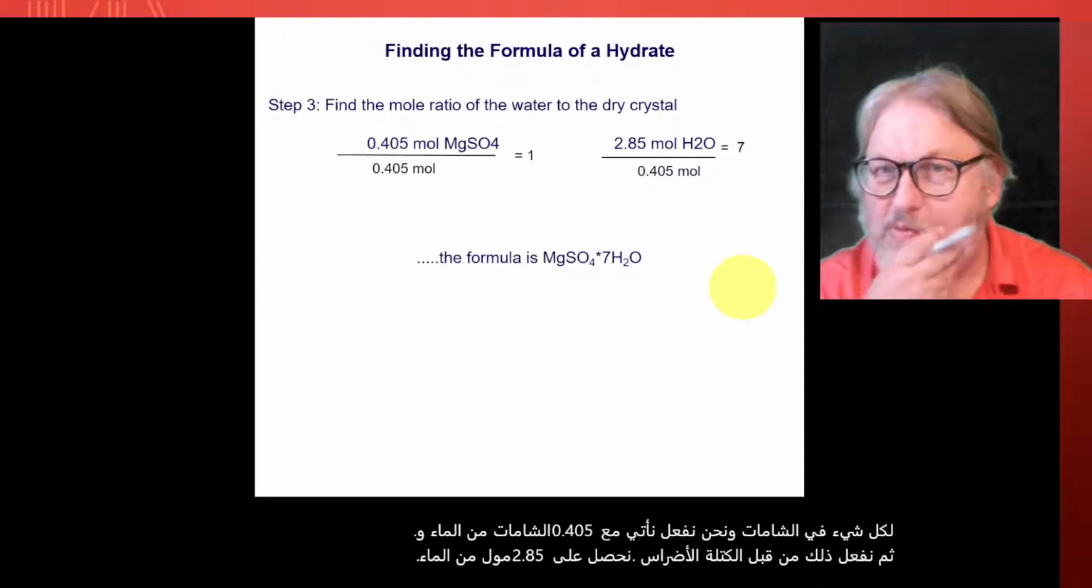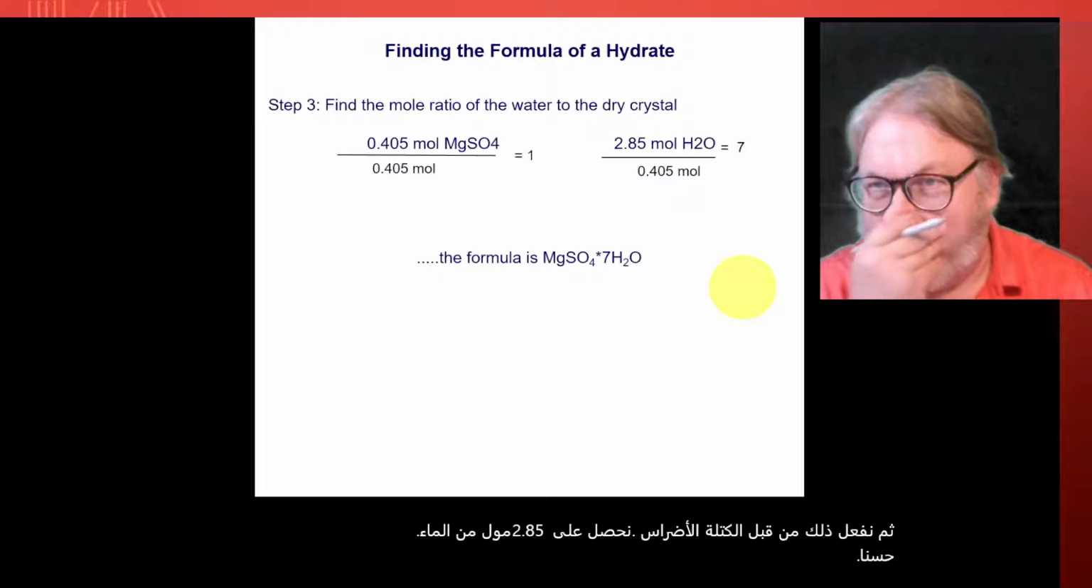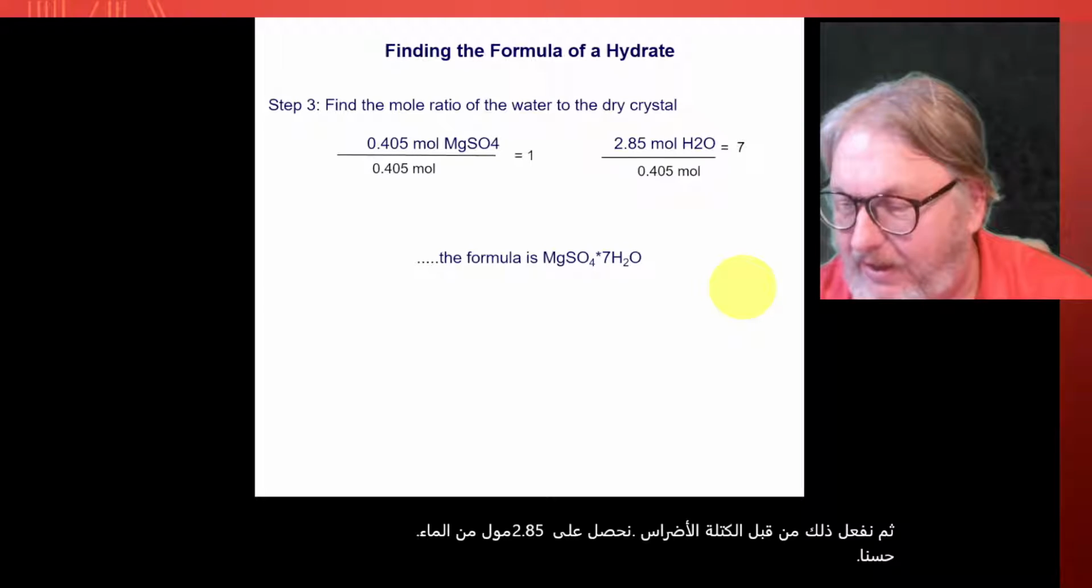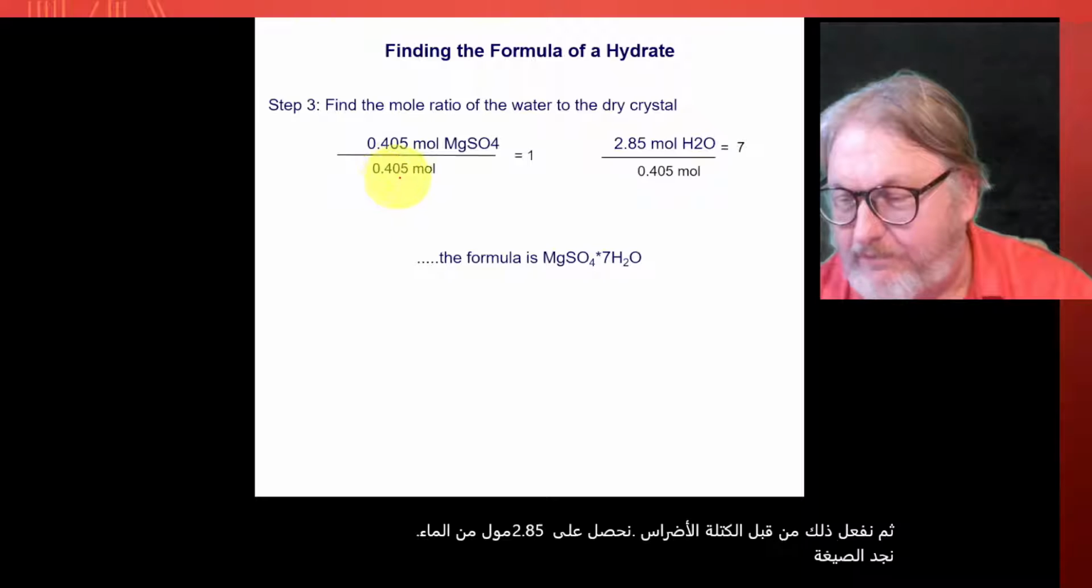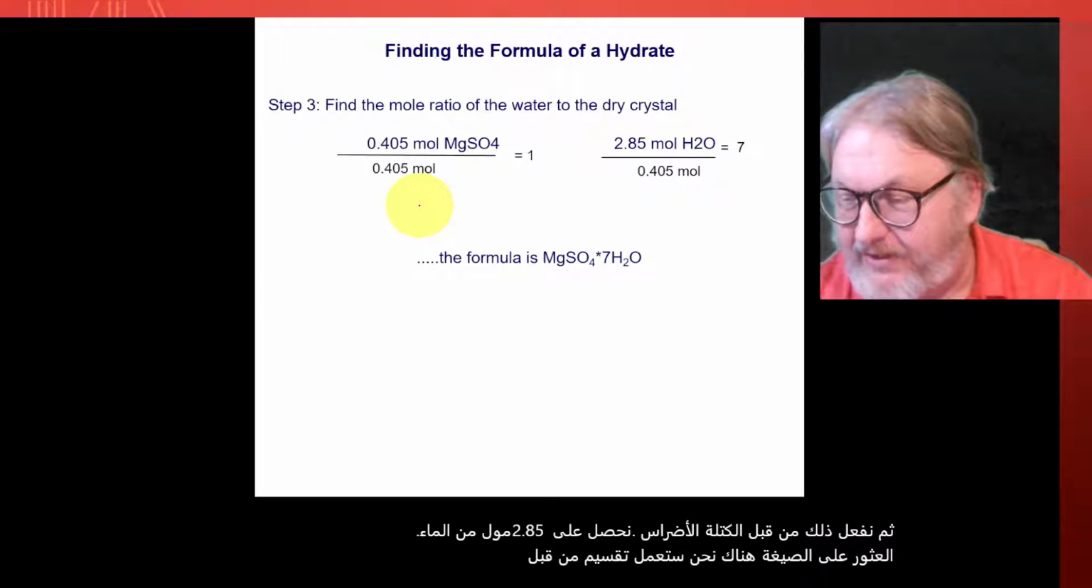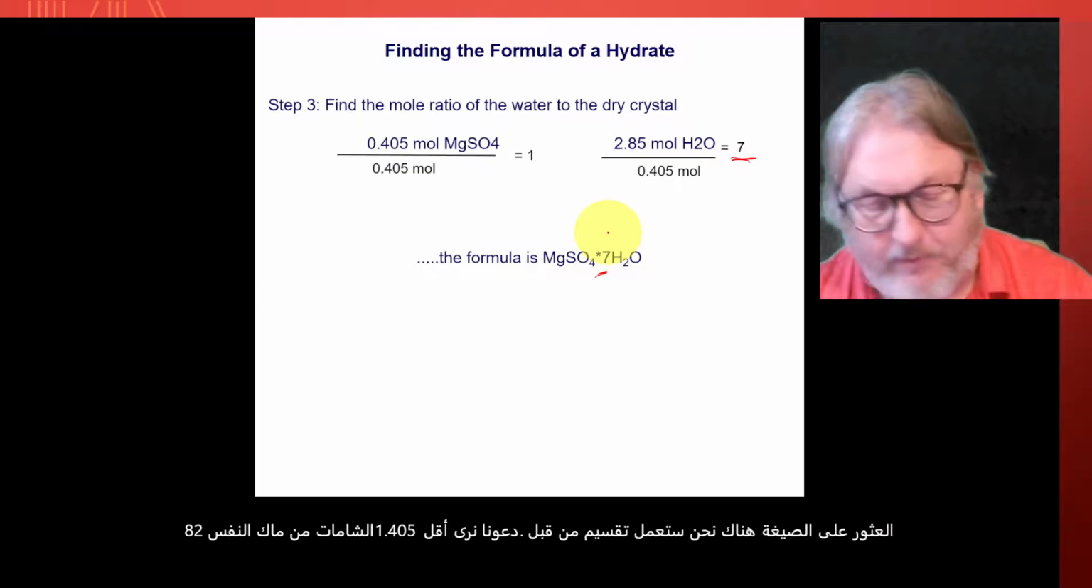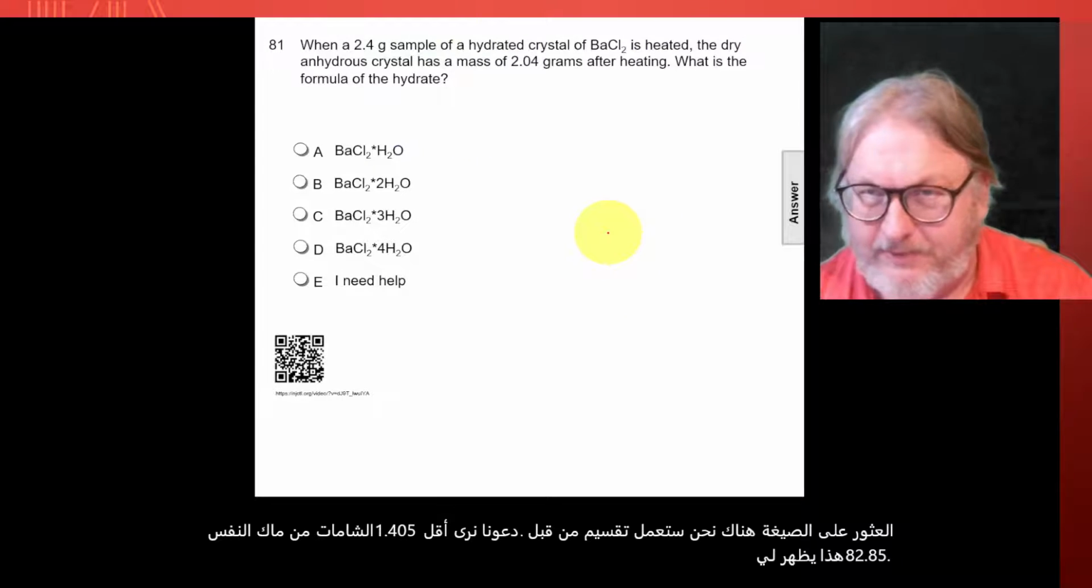All right. Find the formula there. We're going to divide by, let's see, the lowest one, 0.405 moles of mag sulfate, 2.85. That shows me that I've got 7 moles of water in a sample of mag sulfate. We'll do this in class.